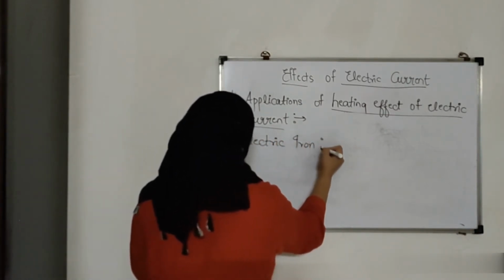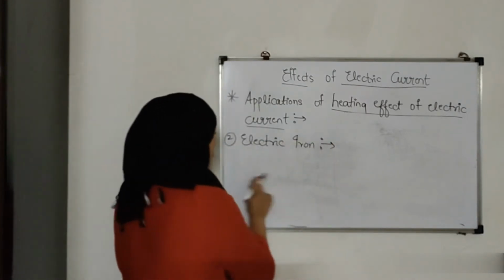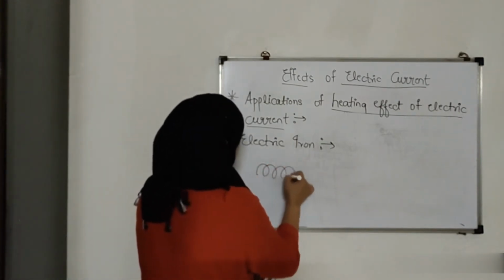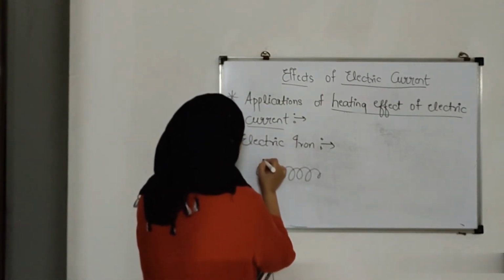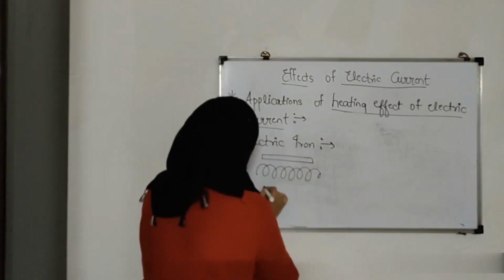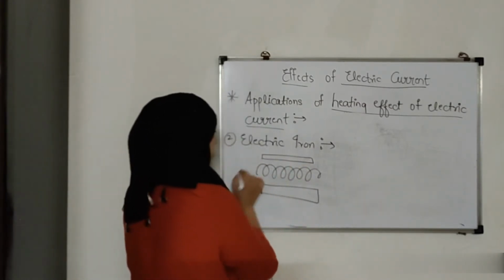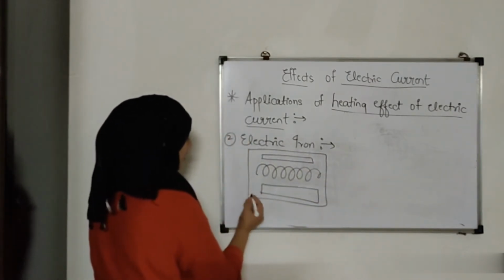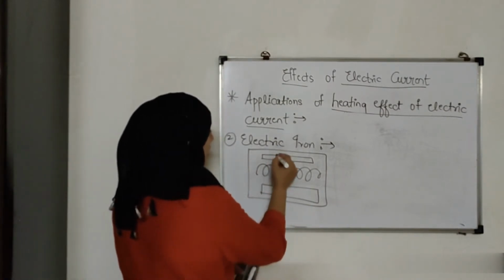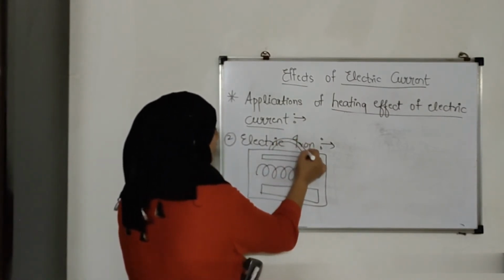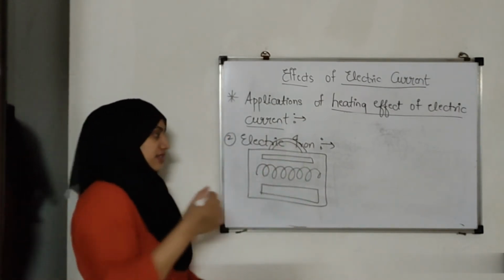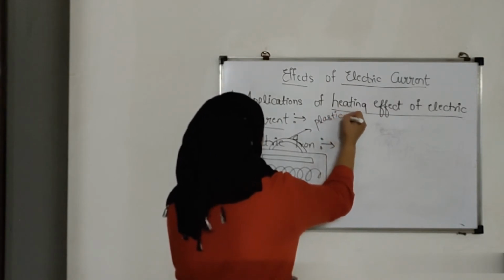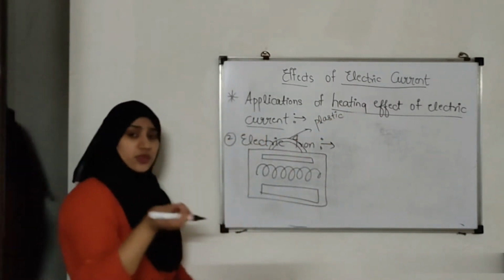Now an electric iron is made up of a coil of high resistance. This is my coil. It's of high resistance and it's kept between two mica sheets. I'm going to tell you why they are using mica sheets. It's inside a metal block. This is my metal block. We use this part to iron, and an insulator is attached as a handle, most of the time a plastic handle. Why? So that we don't get shock or heat.